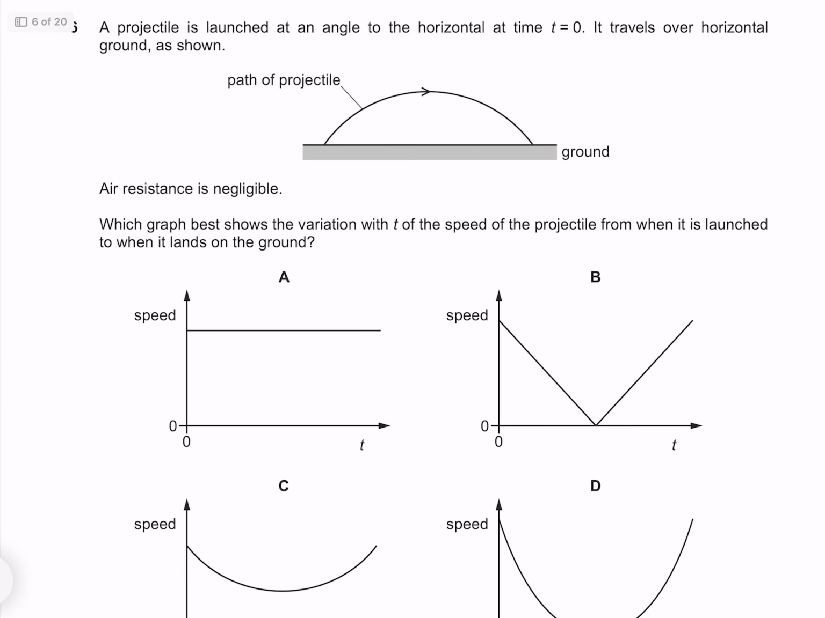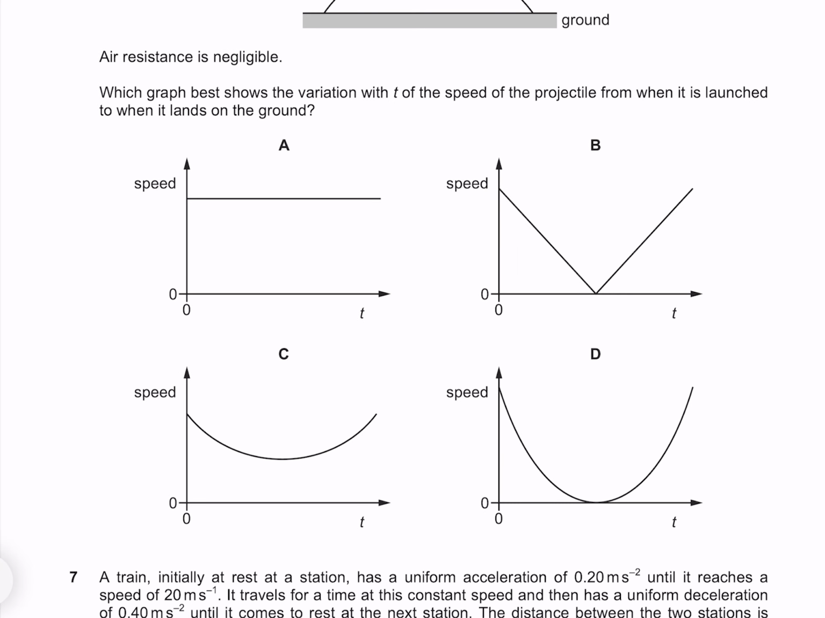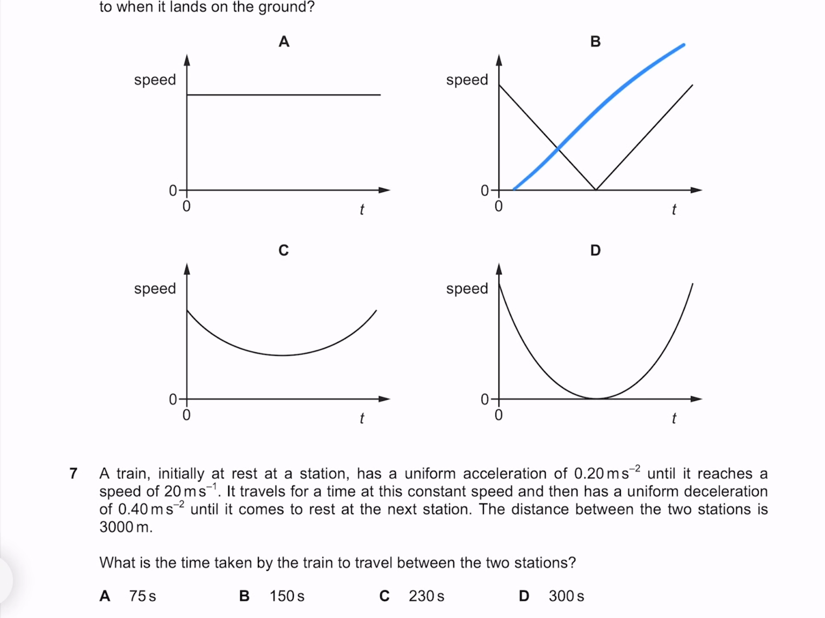A projectile is launched at an angle to the horizontal at time equals 0. It travels over horizontal ground as shown. Air resistance is negligible. Which graph best shows the variation with t of the speed of the projectile from when it is launched to when it lands on the ground? First of all, the speed is not going to go to 0 because we're always going to have a horizontal speed. So it's not these two. We also know that our speed is going to change. It will definitely not remain constant, leaving us with C.